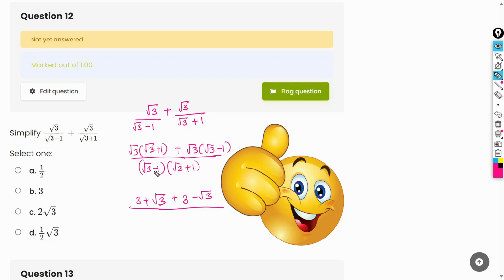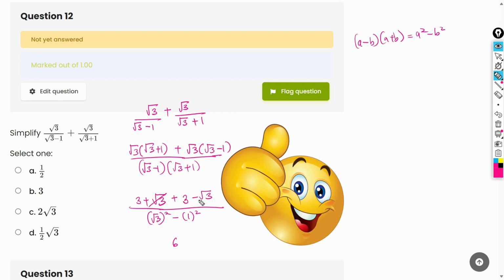And then when I expand the denominator, it's a difference of two squares actually, right? It's a minus b times a plus b. I can always write that as what? A squared minus b squared. So let me just do a squared minus b squared. So my top, I'll just be left with 6.